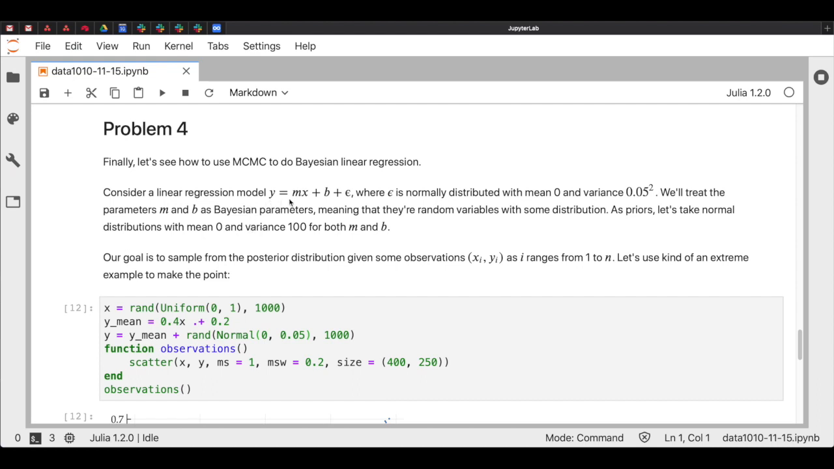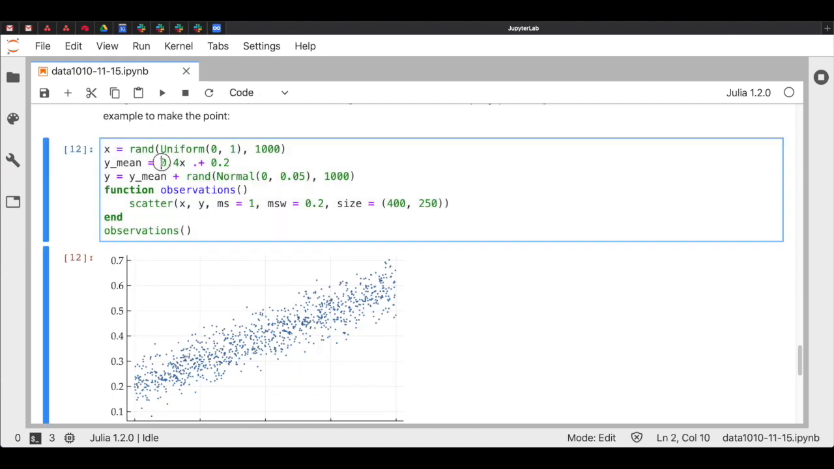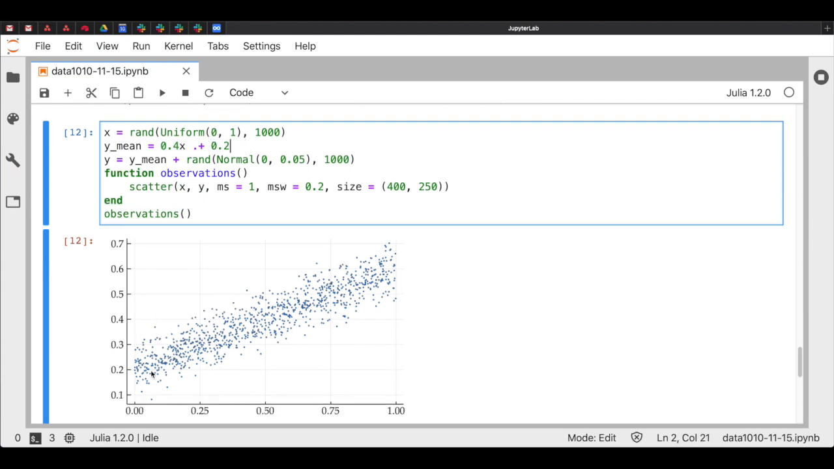So our model is going to be y equals mx plus b plus epsilon, where epsilon is normally distributed with mean 0 and variance, let's say, 0.05 squared. We need Bayesian priors for m and b, and we'll just take normal distributions with mean 0 and variance 100. So it's very flat. We're trying not to have too much influence on the final result. For our simulated data, let's use a slope of 0.4 and an intercept of 0.2. We get something that looks like this.